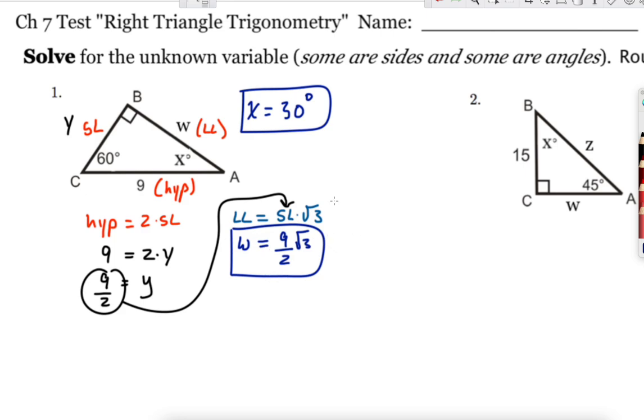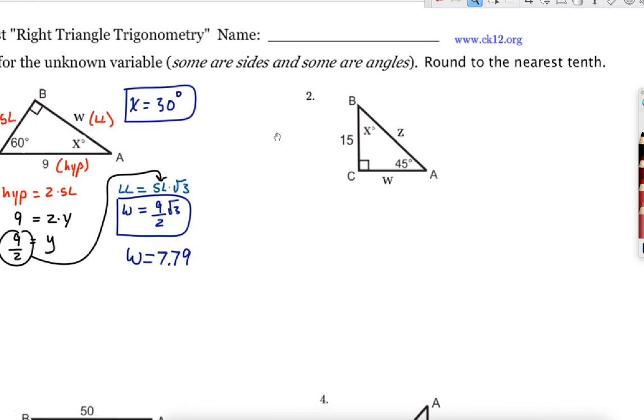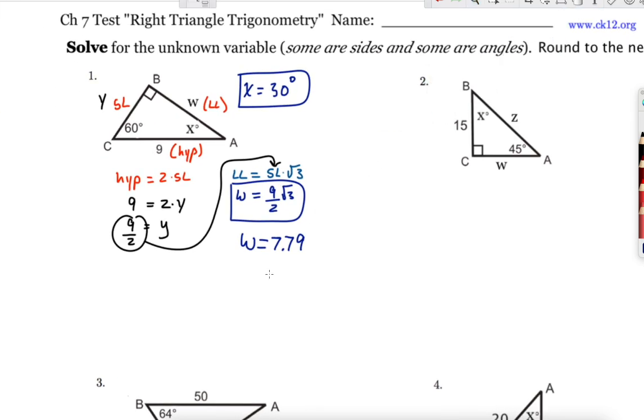Now if we did that on the calculator, we get a decimal. And since I know some of you are going to do that and you're following instructions, that's 7.79. And round to the nearest tenth, so that would be 7.8.